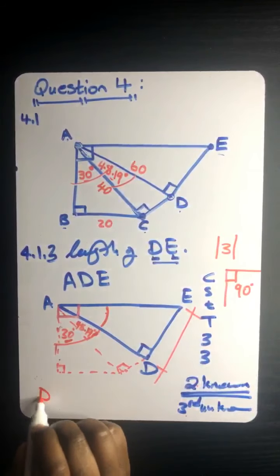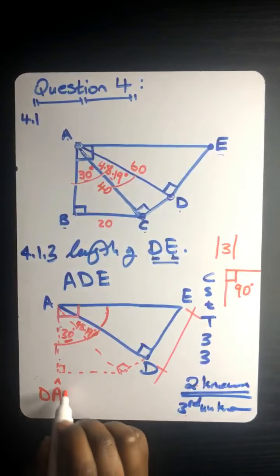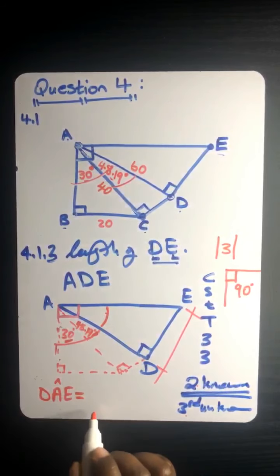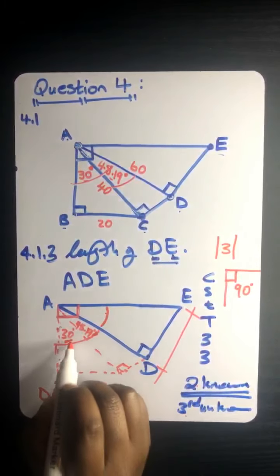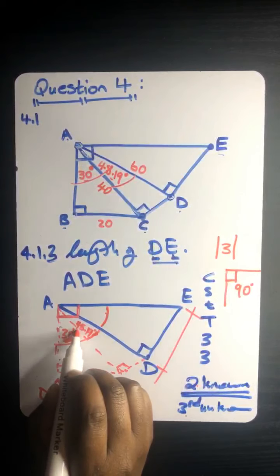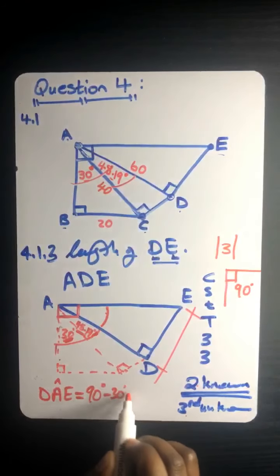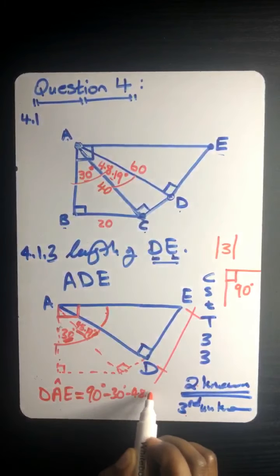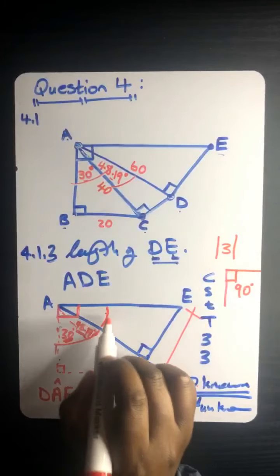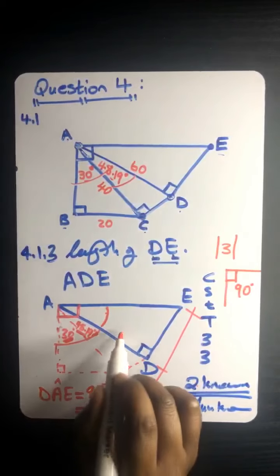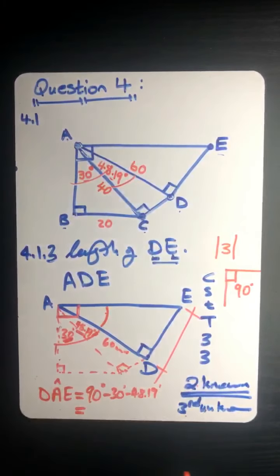You say in triangle D, you make sure that A is in the middle, and then you say E. So this is going to be equal to that 90 degrees, then you minus this and you also minus that. So it's 90 minus 30 degrees minus, what was that, 48.19 degrees. Then the answer that you get is this angle there. That side was 60 units. I'm not sure, Lisa, am I confusing you there? No, I'm getting it. Yes, thank you.